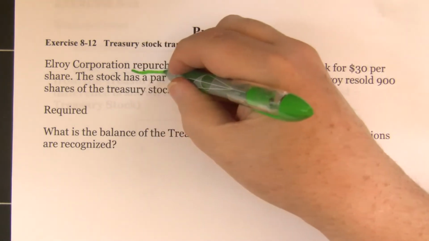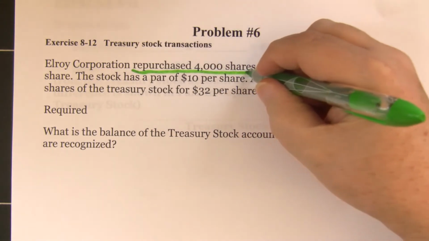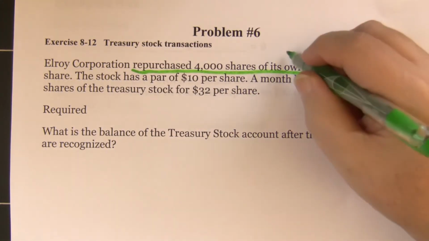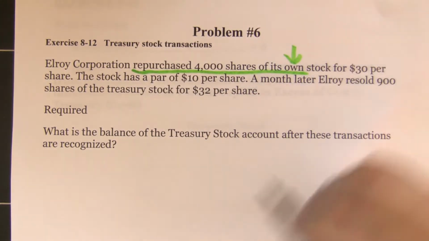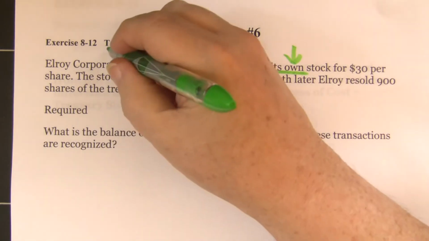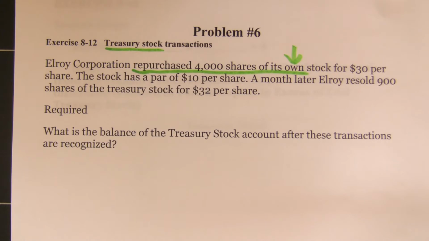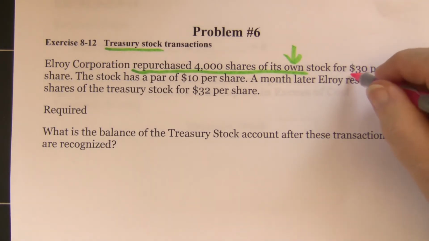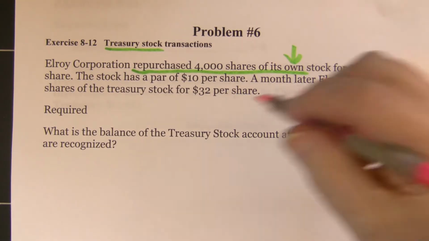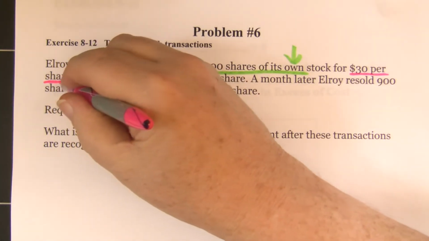Okay, they repurchased 4,000 shares of their own stock. That, by definition, is treasury stock. When you buy your own stock, that, by definition, is treasury stock. So that's the first thing you had to see. The next thing you had to see was how much did we pay for it. And it was $30 per share.